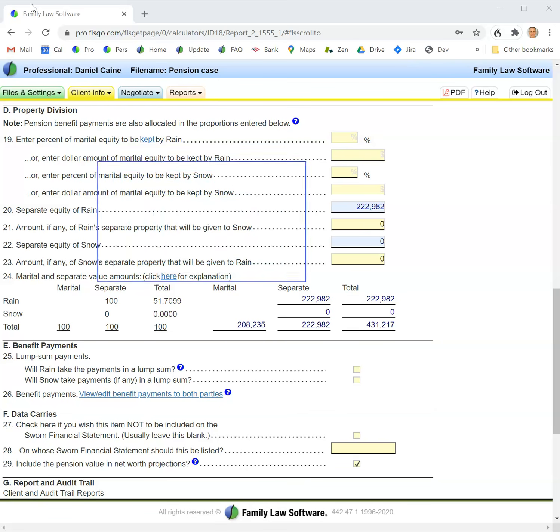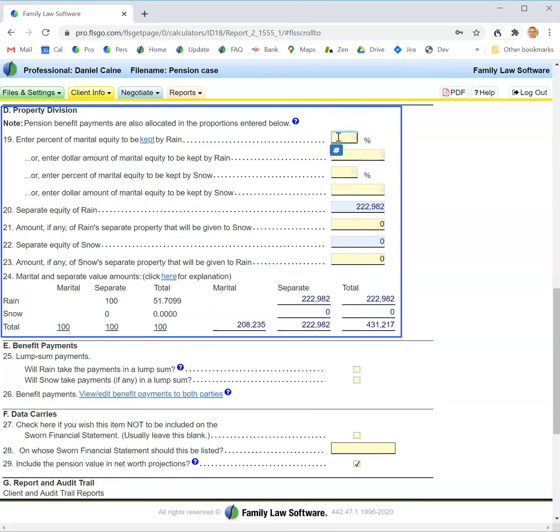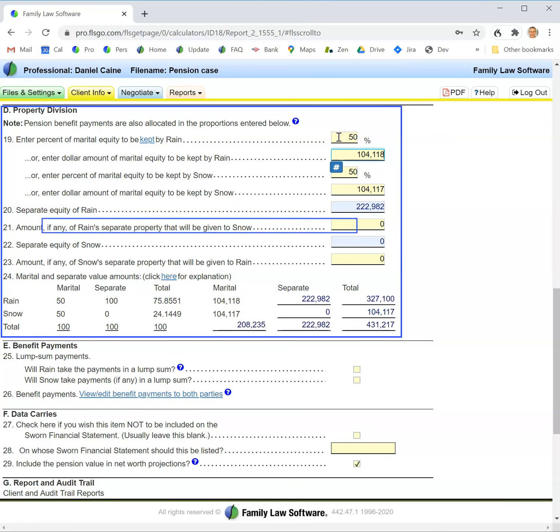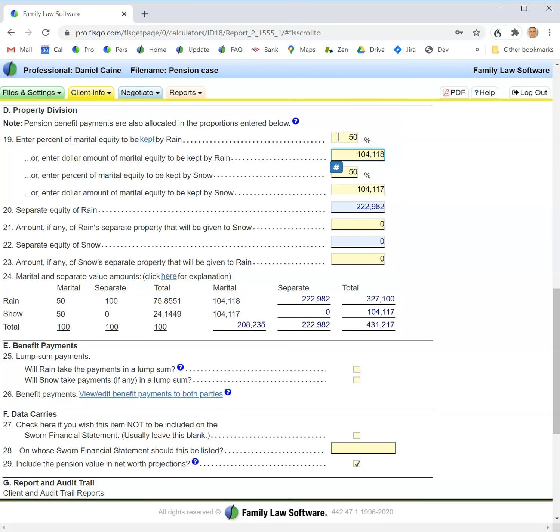The property division divides the marital amount. So if the marital amount is divided 50-50, there is still a separate amount, which is the amount that was earned outside of the marriage that is being kept entirely by the plan participant. You have an option to specify that some separate equity of the participant will be given to the other party. And that does happen on occasion.